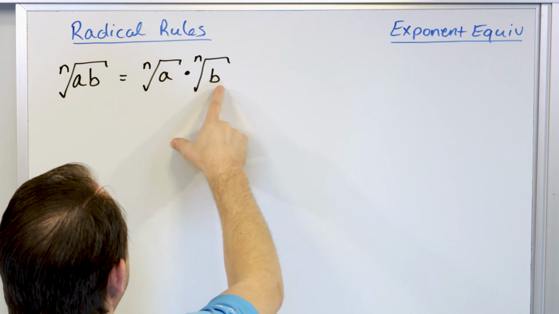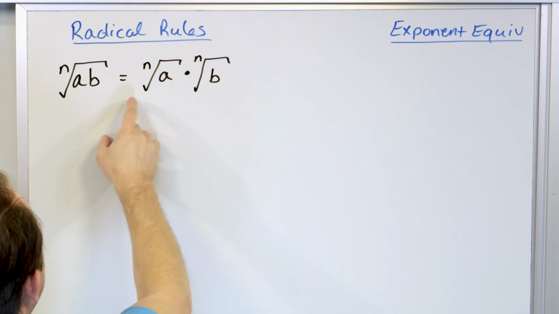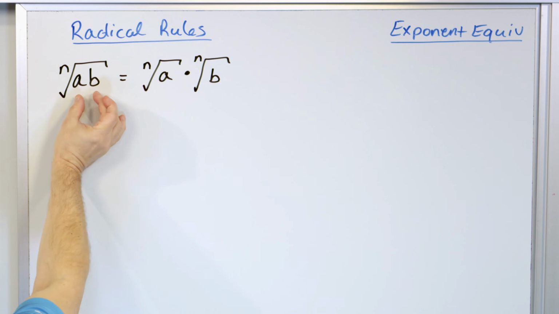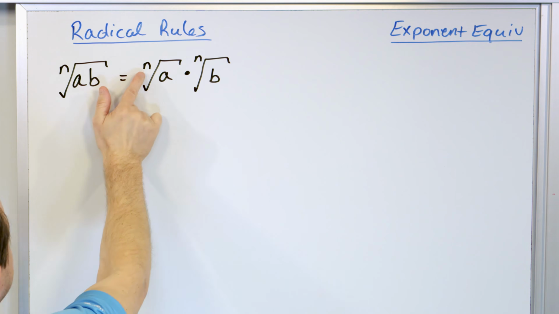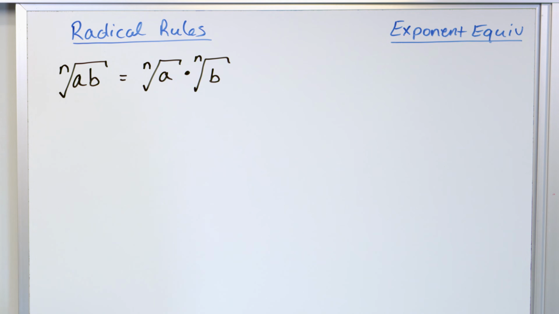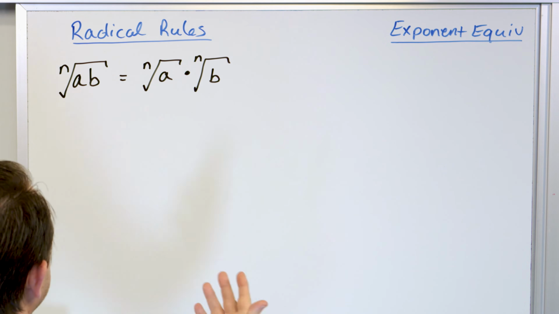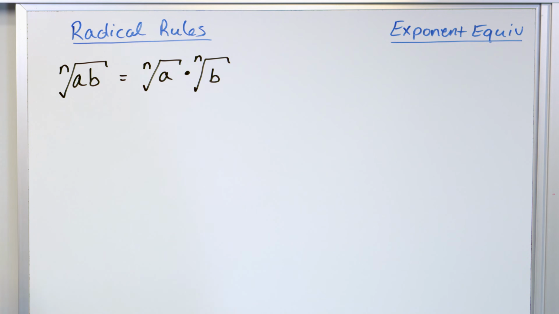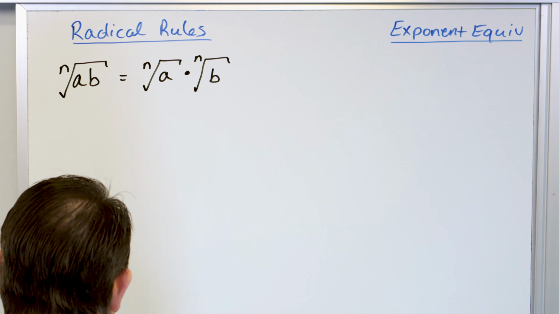So square root of 2 times the square root of 3, then I can bring a and b under the same radical as long as I keep the same order of the root. So if it's a square root, it stays to be a 2, for instance. So let me show you exactly where a good example of that.